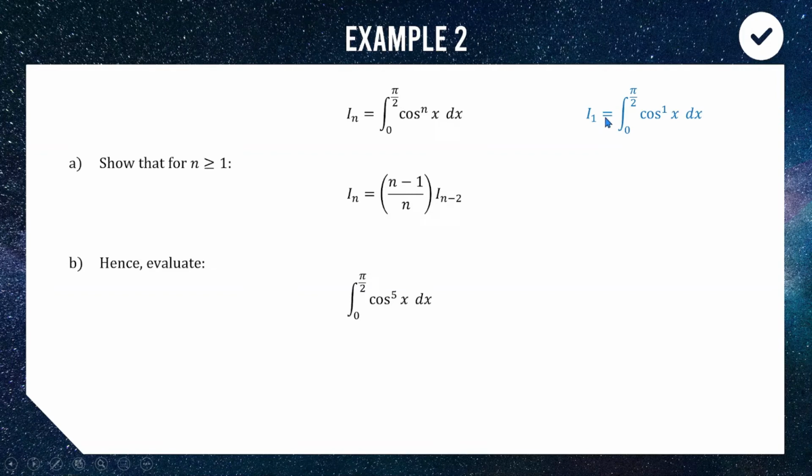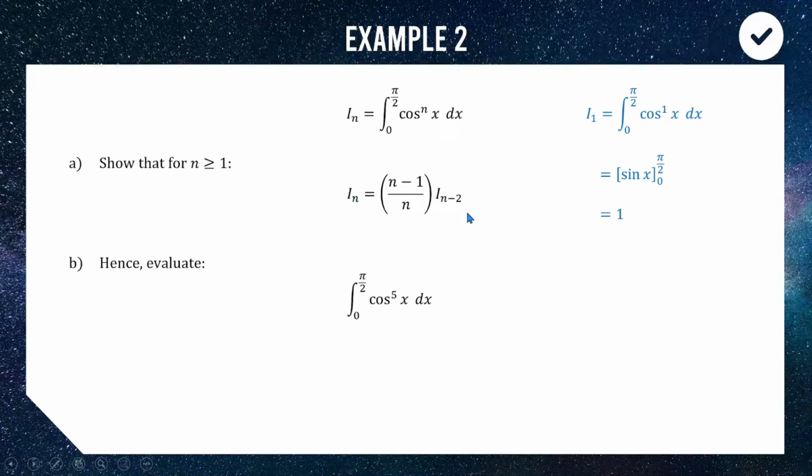We're finding I1, which is just the integral from 0 to pi on 2 of cos x. Cos integrates to sine, and when we evaluate our limits, we get sine of 90, which is equal to 1, and sine of 0 is equal to 0. So we just get 1 as our answer here.